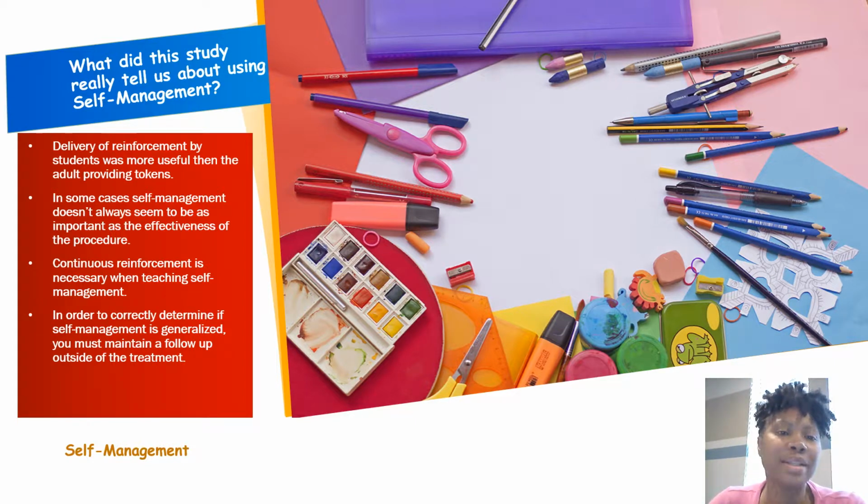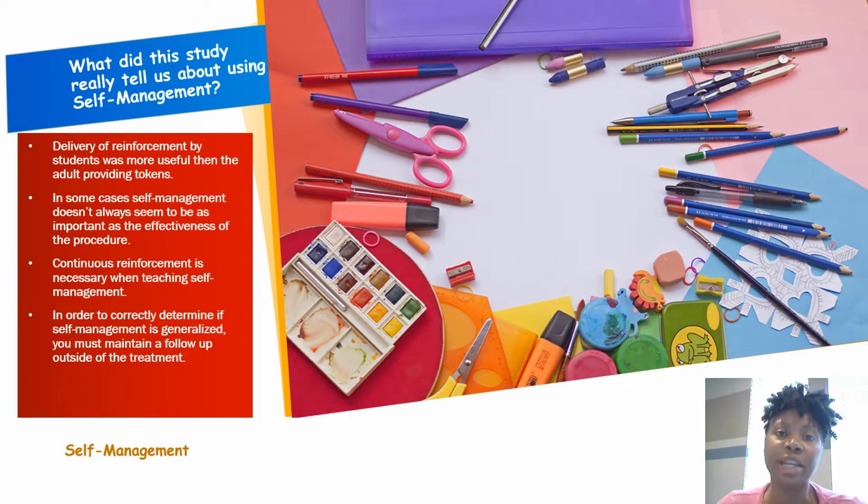Now, what did this study really tell us about using self-management, and something that I would like to share with all of you? What it tells us is that delivery of reinforcement by students was more useful than an adult providing tokens. In some cases, self-management doesn't always seem to be as important as the effectiveness of the procedure. Meaning, I could socially share a toy with another student, but I don't necessarily need to get a token because what I'm doing appears to be right because someone is not telling me that it's wrong. And ultimately, that is our goal, to actually get students that have autism to socially interact with other children.